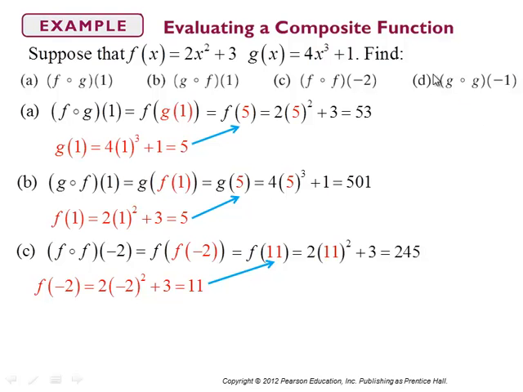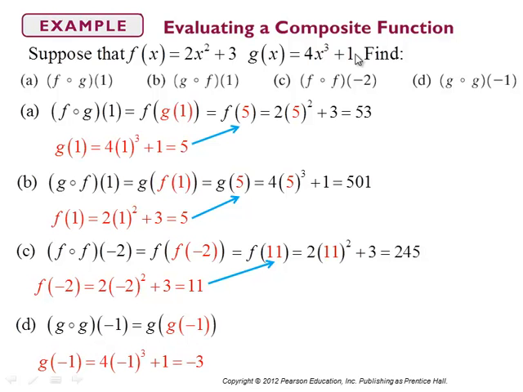Now let's move on to the next composition, g composed with itself of -1. So here we go. That's the same thing as saying g of g of -1. Now g of -1 is going to be what? Negative 4 plus 1 is negative 3. And now what's g of negative 3? Now that's 4 times negative 3 cubed plus 1. Now negative 3 cubed is negative 27, times 4 plus 1. And that works out to be negative 107.